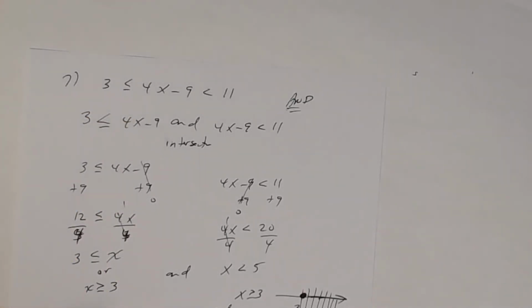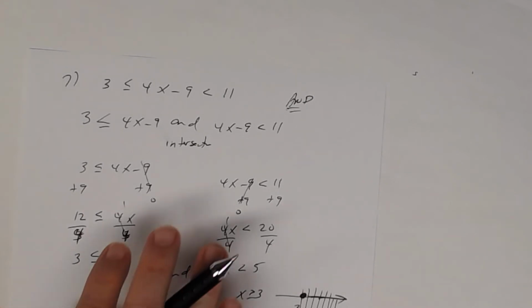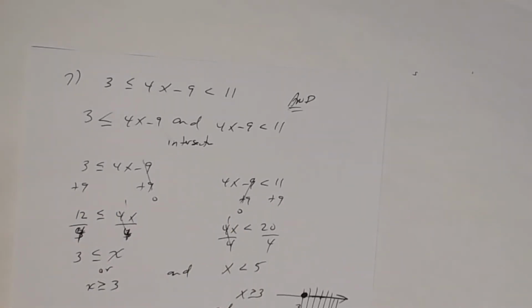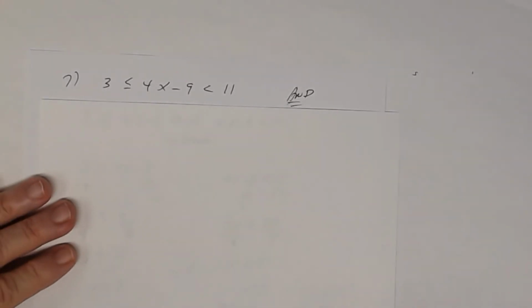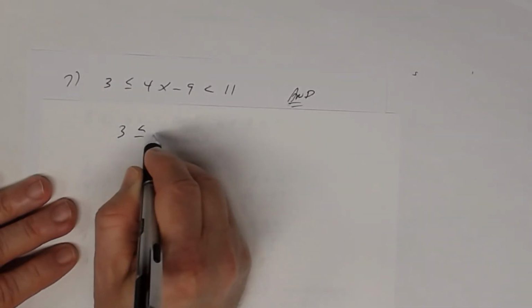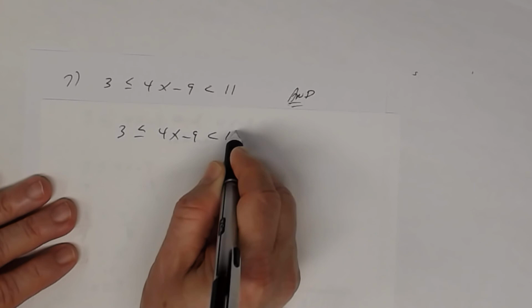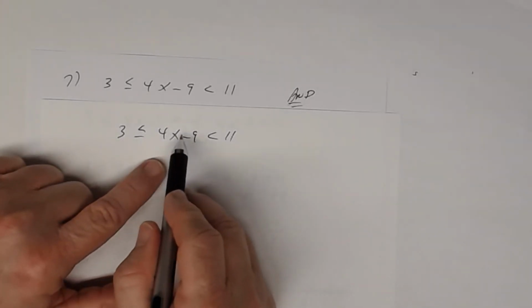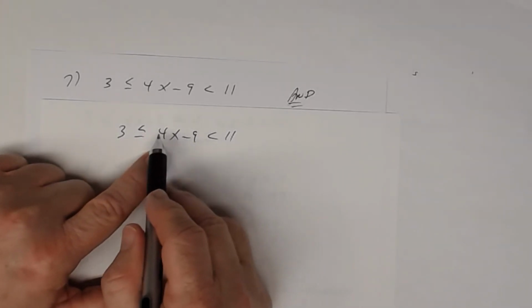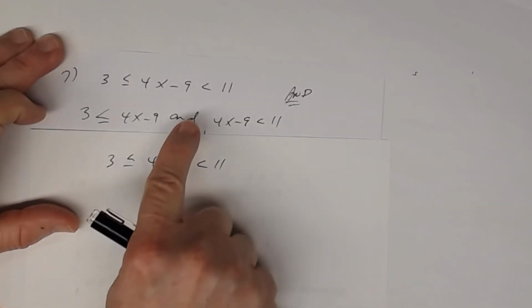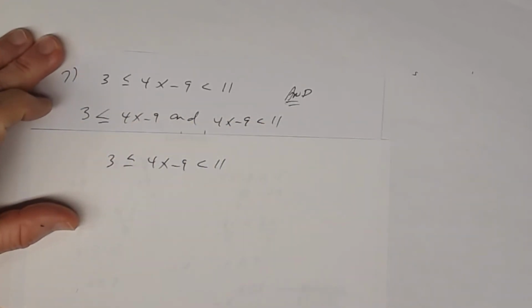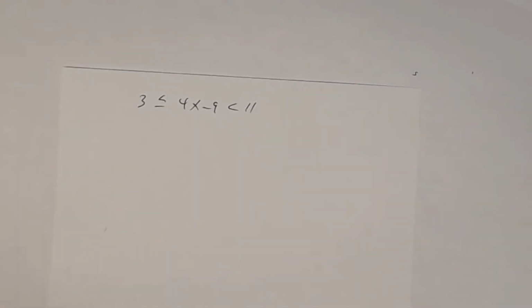Now I want to do this one just like we did before. Remember the way that I did this here was I wrote it as an and statement. But I want you to remember that you could have done this: 3 is less than or equal to 4x minus 9 is less than 11. So you could have, if you wanted to, gotten x in the middle without having to break it down as an and statement.